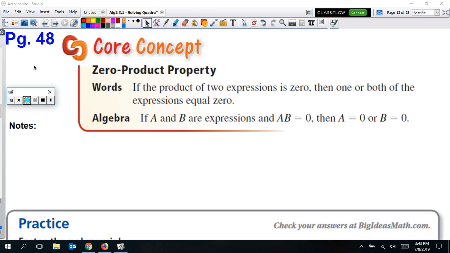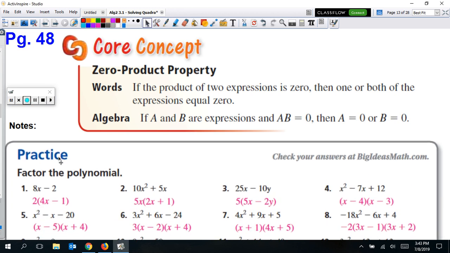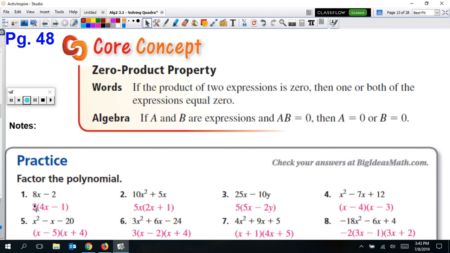Okay, so hopefully you did finish doing those practice ones there on your paper in that notes section. Here's the answers to those. So check your answers to see if you did these correctly. So there's number 1. You're going to factor out a 2. It's going to then say 4x minus 1 still in the parenthesis. Here's the one we did together.